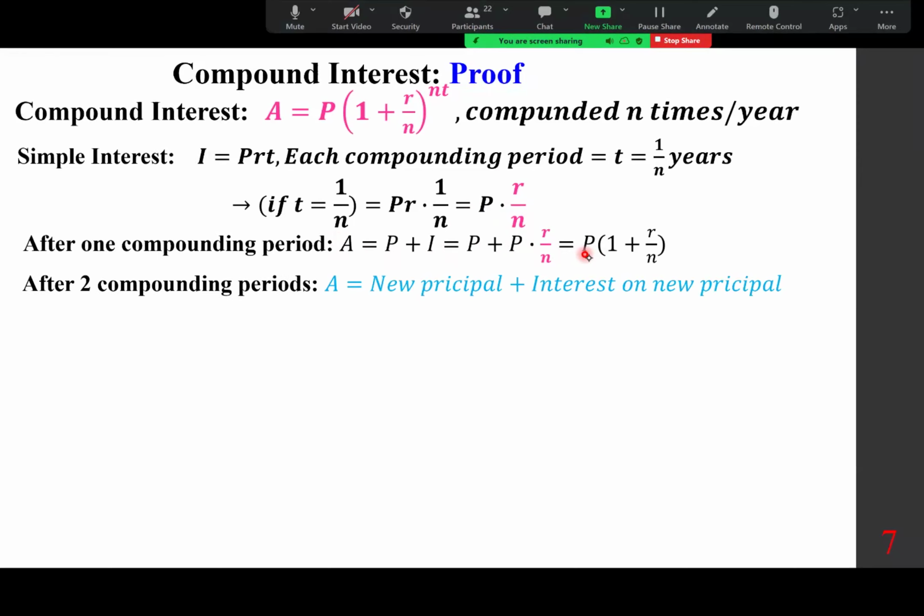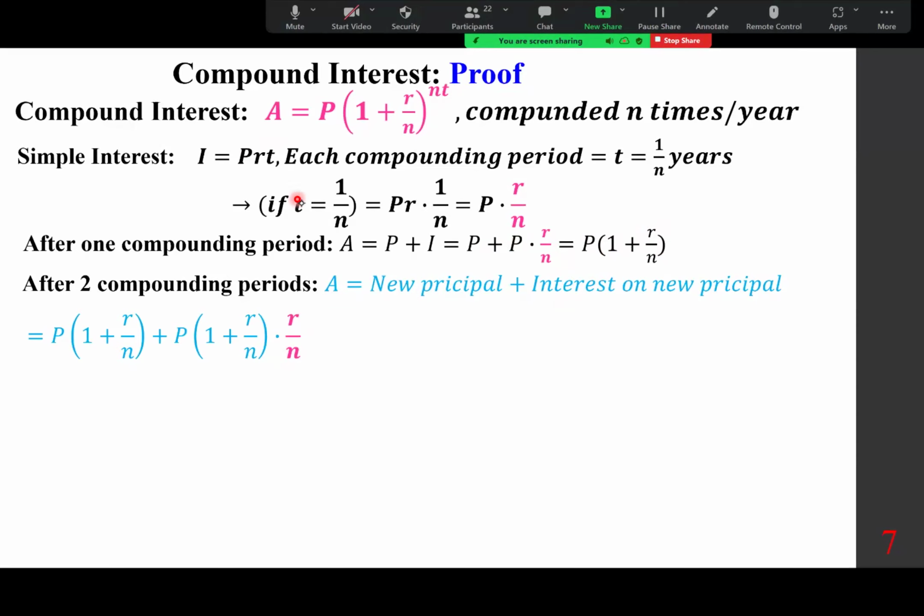After two compounding periods, A equals the new principal plus interest on the new principal. So what is the new principal? This is the new principal, and the interest on that means this amount times r over n. Again, this is the new principal. Now the new principal times r over n gives us the amount of interest.